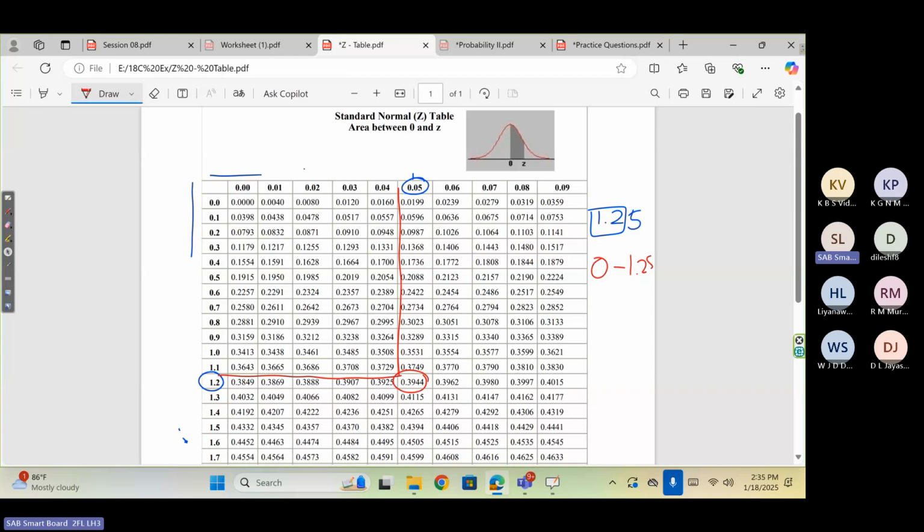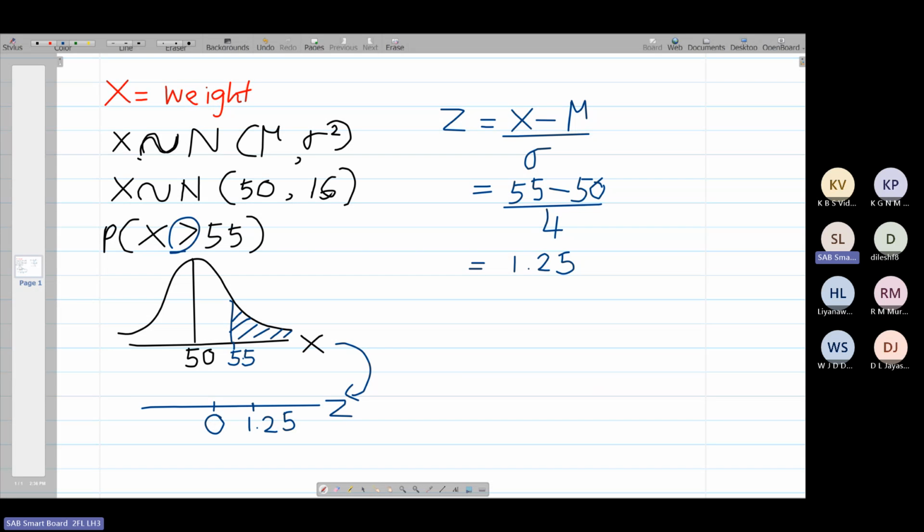Understood? 0.3944 is the area from 0 to 1.25. It's here. Then we move on. It means we take this area, from 0 to 1.25. It's here. This area is equal to 0.3944.